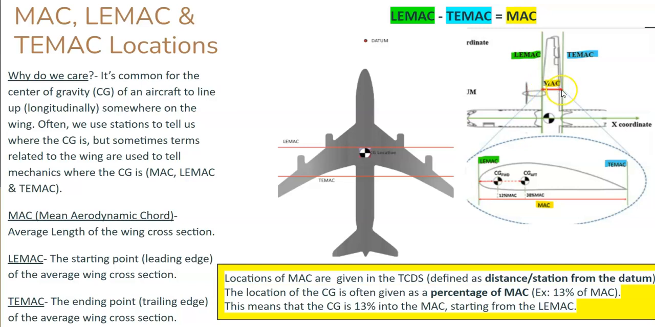So your MAC, or your mean aerodynamic chord, is right here. And essentially what we're saying here is that the MAC is the width of that cross section.